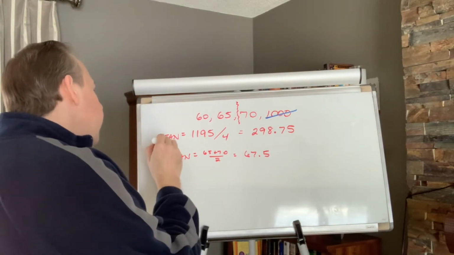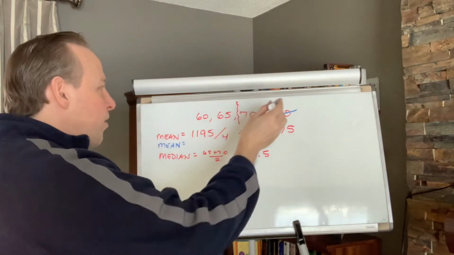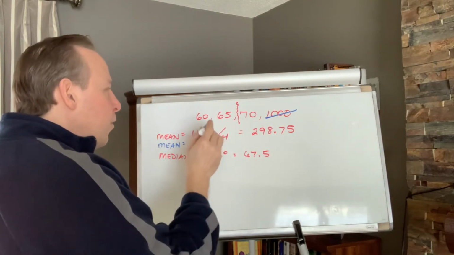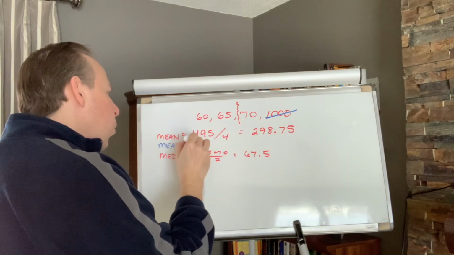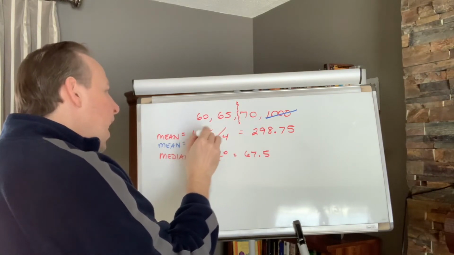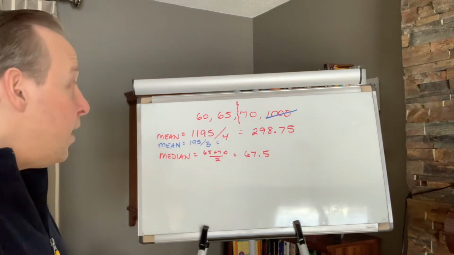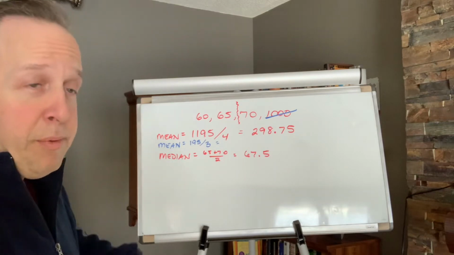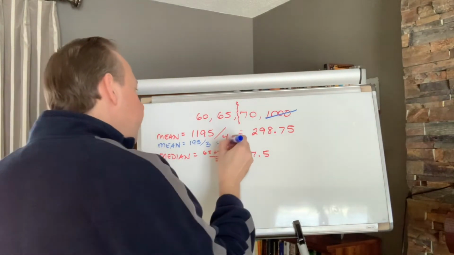So what's my new mean? Well, without that extra 1,000, my new mean is just 60 plus 65 plus 70, which is 195. And there's only 3 numbers now. So I have to divide 195 by 3. 195 divided by 3 is 65.